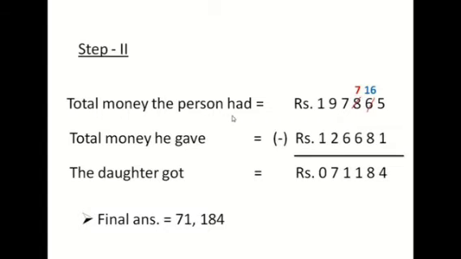Check the step 2. Total money the person had. It was given as 1,97,865. And total money he has given to his wife and son, you found right now, it is 1,26,681. So if you subtract, you will get the amount the daughter got. So the borrowing part I have written here, please check it. And the difference will be here 71,184. I hope all of you have done correct.